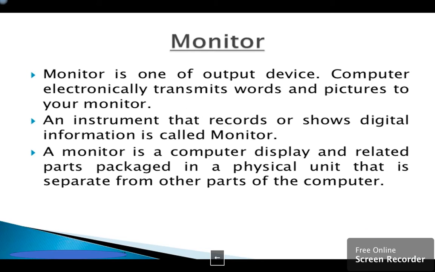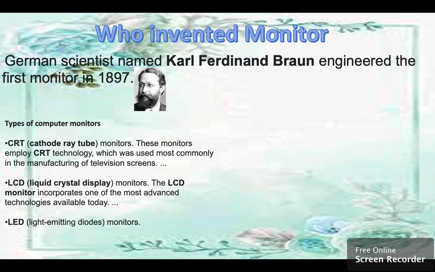Now let's come to the monitor. The monitor is one of the output devices of a computer, controlling and transmitting words and pictures to your screen. It is like our old-time TV, a box. Okay, so now in schools we use this type of monitor. They are CRT and LCD monitors, so they are present in the school. Okay, CRT, cathode ray tube, and the invention was by Karl Ferdinand Braun, who engineered the monitor in 1897. He was the first to invent the monitor.